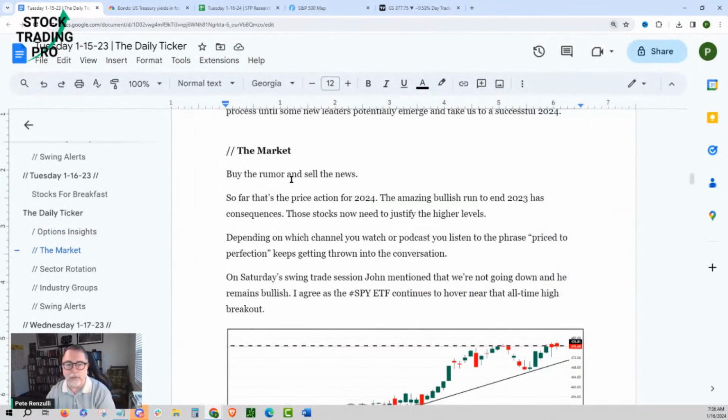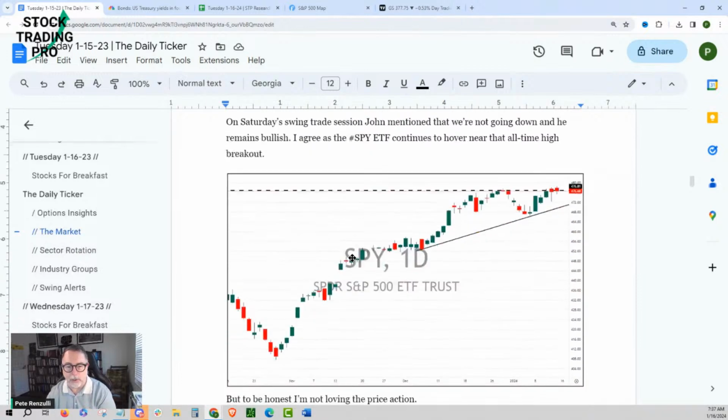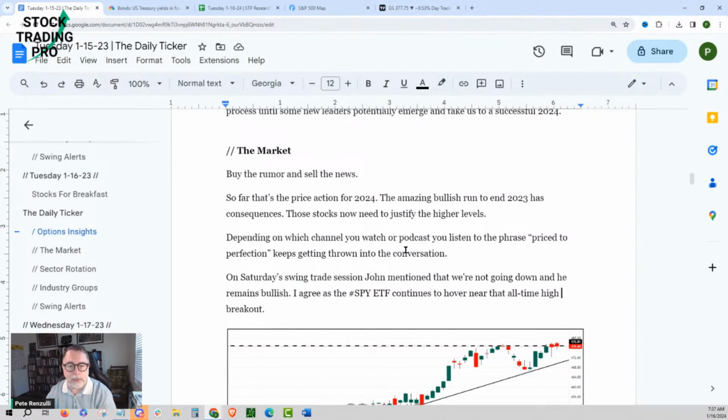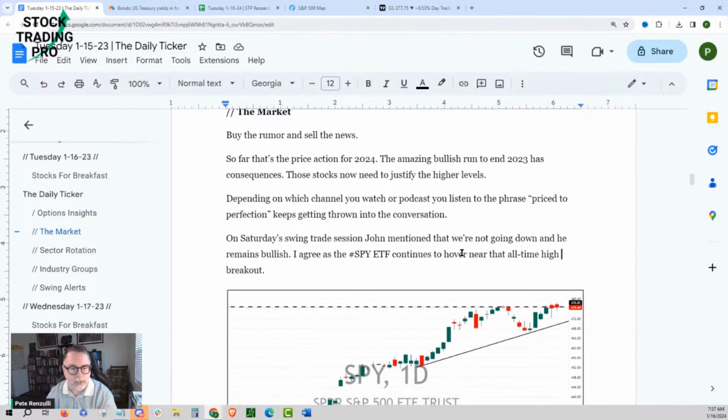All right. So, buy the rumor, sell the news so far for this year. The amazing bullish run to end 2023 has consequences. So if you're not familiar with what we're talking about, this move right here, where there was barely a pullback. Depending on which channel you watch and which podcast you listen to, the phrase price to perfection keeps getting thrown out into the conversation. On Saturday's swing trade session, John Napolitano, and I'm going to break that down for you in just a second as well, mentioned that we're not going down and he remains bullish.